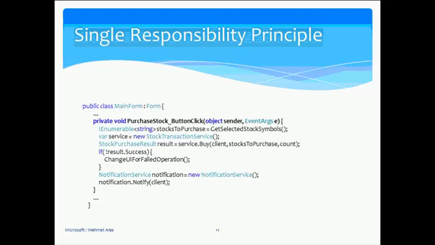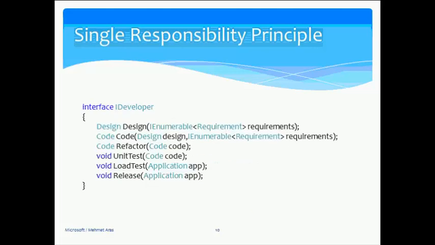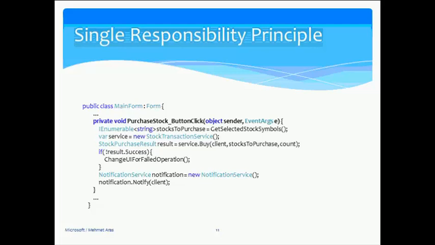UI code's main responsibility should be the UI, the presentation. The form code, the button event handler, should be concerned with the UI elements, the button, the updating of the text box, not necessarily sending out notifications or knowing how to purchase stock. So apparently in these two examples, we are violating the single responsibility principle.